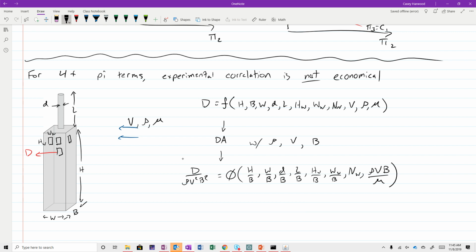If we wanted to create a general empirical correlation out of this, in other words, a database that has every combination of every one of these variables, then we have to vary all 8 of these independent pi terms. If we want to do it for 10 different values of each one, then all of a sudden we're running 10 to the 8th experiments. We're not going to run 10 million or 100 million experiments. That's completely inconceivable.